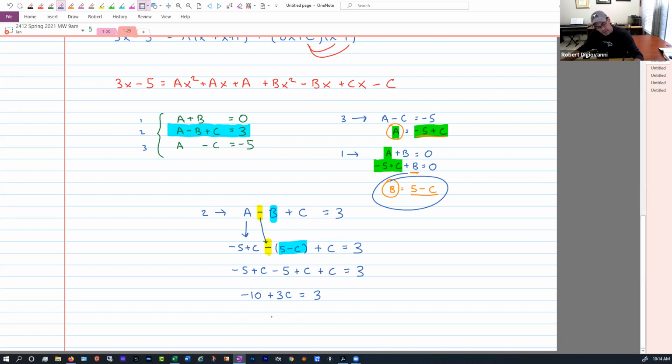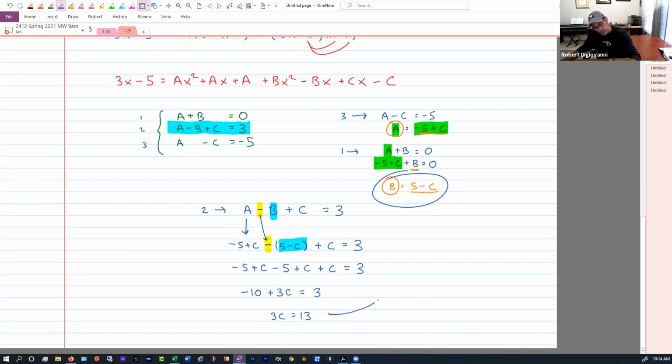And then if I go 3C equals, let me add 10 to both sides, I get 13. So C is 13 divided by 3. Okay, so I didn't check this.